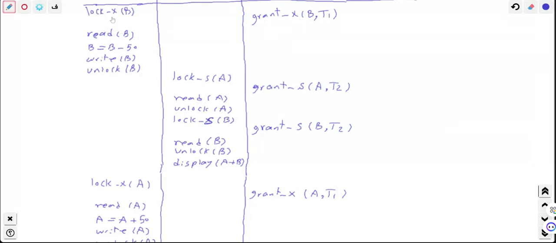Let us start from the first instruction: T1 lock X B, and get the lock on B. Read B. For example, suppose B is 2000 and A is 1000. T1 reads B, which is 2000, B is decreased by 50, and B is written. So B in the database is now 1950. Then the lock of B is released.